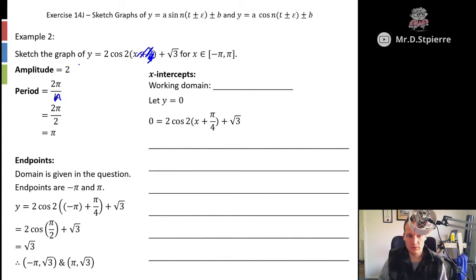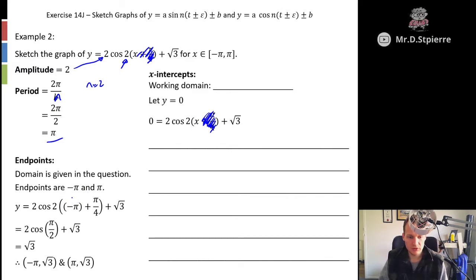So the amplitude we can read off is 2. Our period is 2 pi on n, where n is equal to 2, which is this bit. The 2 pi on 2, which is pi. Okay. So we can scrub that off. The endpoints are negative pi and pi.